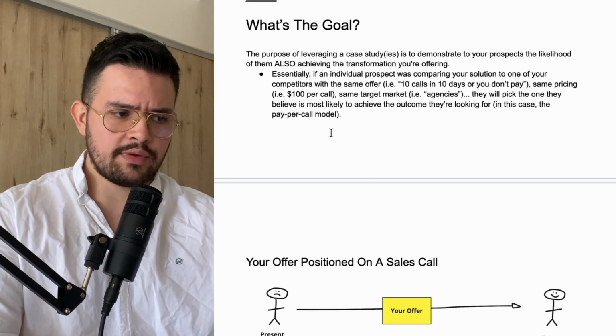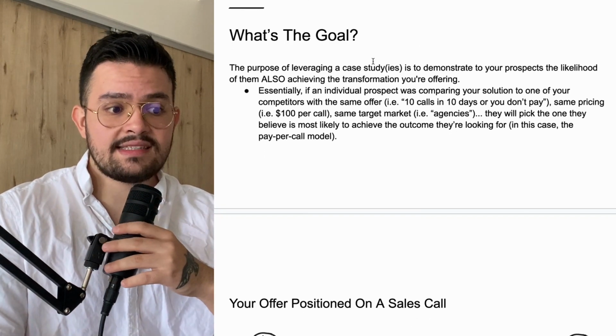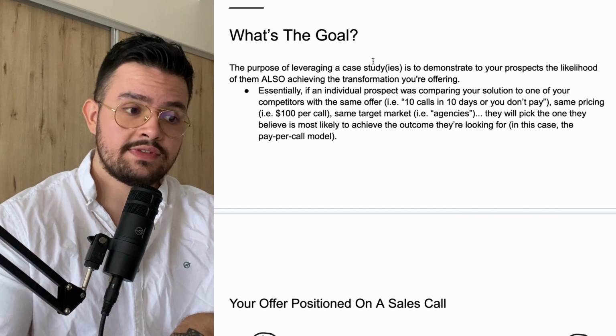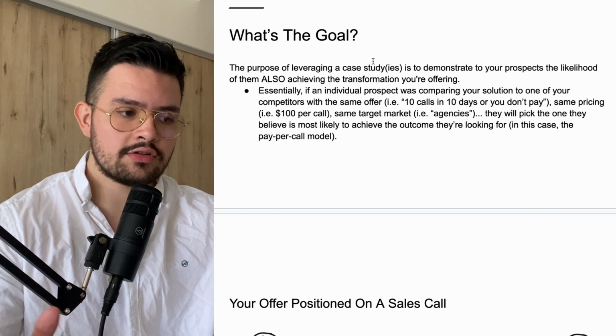Let's just get straight to the point, guys, because the purpose of leveraging a case study or case studies is simply to demonstrate to your prospects the likelihood of them also achieving the transformation that you're offering to them. That's literally it. Nothing else and nothing more.